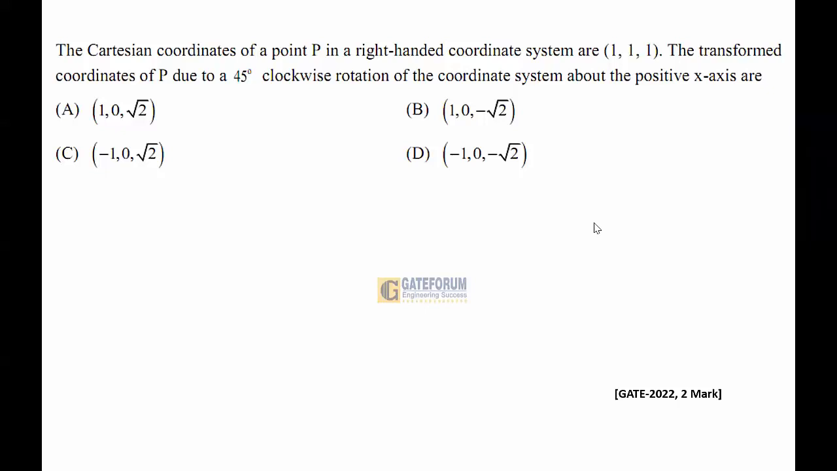The question is, the Cartesian coordinates of a point P in a right-handed coordinate system are 1, 1, 1. The transformed coordinates of P due to a 45 degrees clockwise rotation of the coordinate system about the positive x-axis are. This is from engineering mathematics, from the topic basics, that is related to geometry.